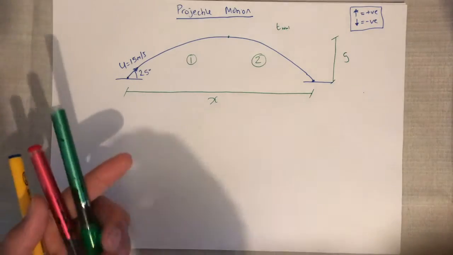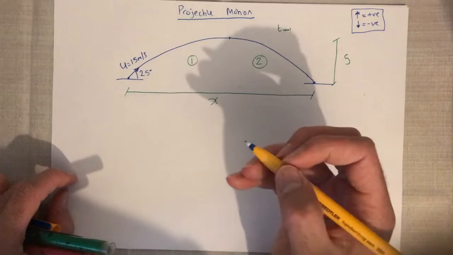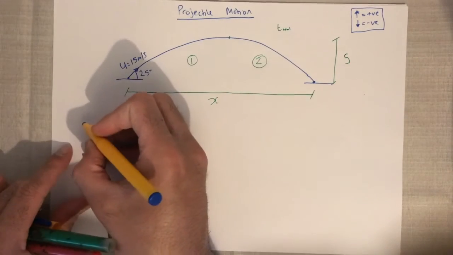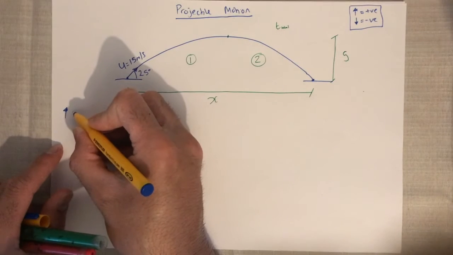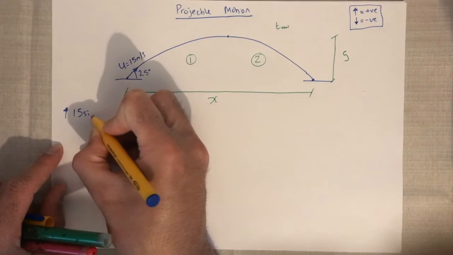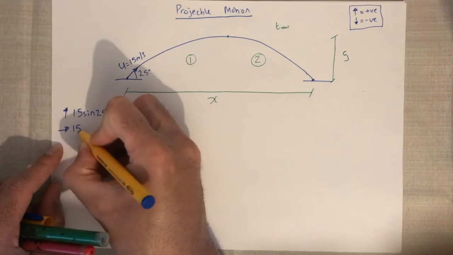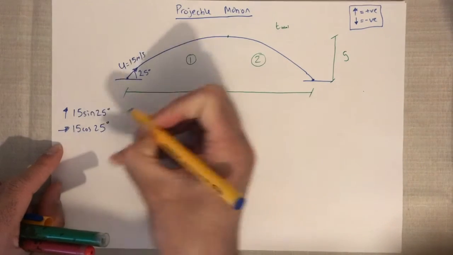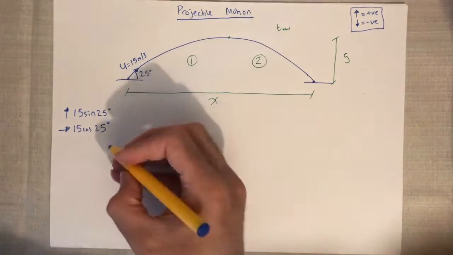So to begin with, whenever you have a vector like this, you need to resolve it into the horizontal and vertical components. So that's exactly what we're going to do. We're going to say the vertical component is going to be 15 sine 25, and the horizontal component of this is going to be 15 cos 25 degrees. So that's that resolved. The next bit, we're going to analyse the first part of the journey.